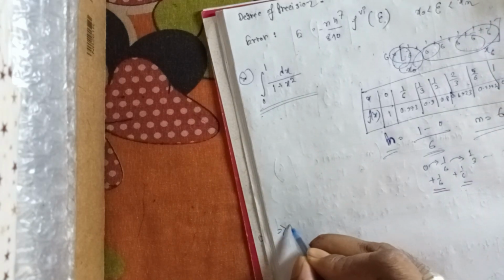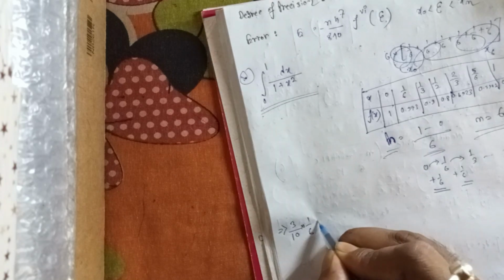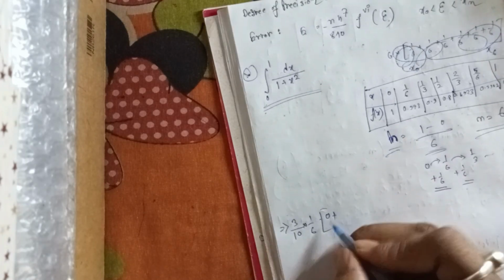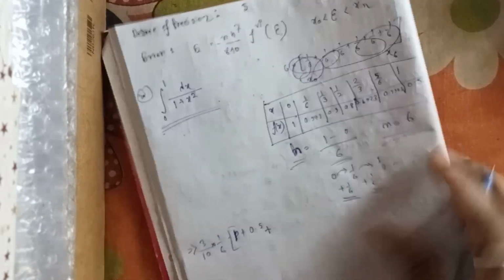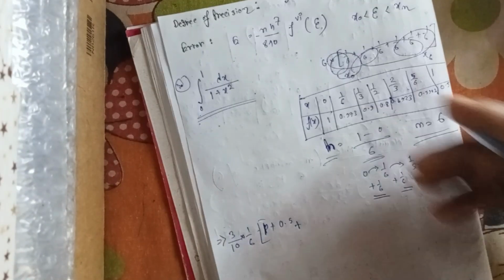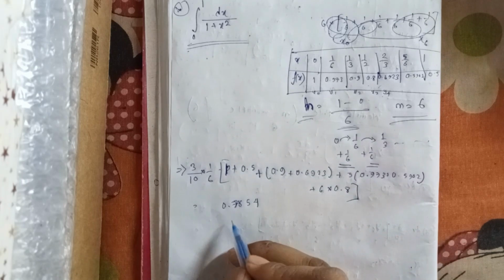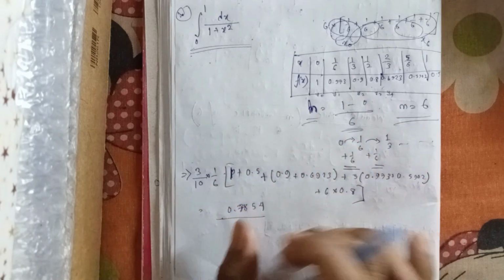you will get values like 3 into 1 by 10 into h, meaning 1 by 6, into the bracket: y0, which is 1, and y1, which is 0.5. After this, if you check the formula, y2, y4, y8, and so on. So by putting in the values, you can get 0.7854. So this is the numerical integration portion.